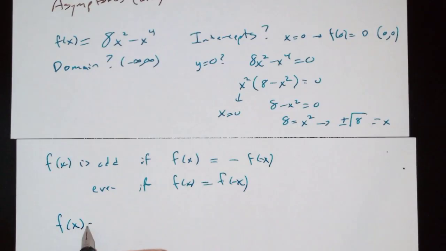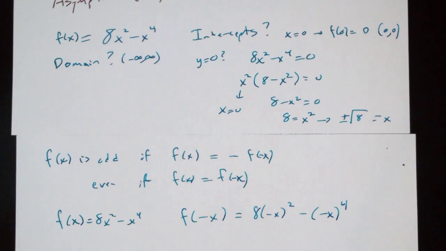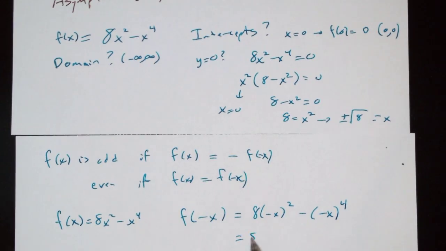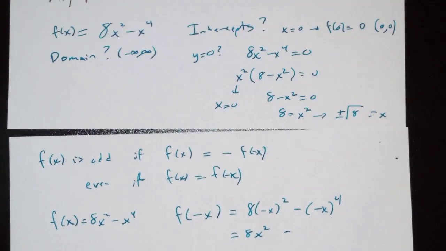f of x is 8x squared minus x to the fourth. What's f of minus x? Well, 8 times minus x squared minus minus x to the fourth. What happens when you square a negative? That means this is the same as 8x squared. x to the fourth, I take a fourth power of a negative, that's squaring and squaring again, right? So it's going to become positive. Wait a minute, that's the same as the original.